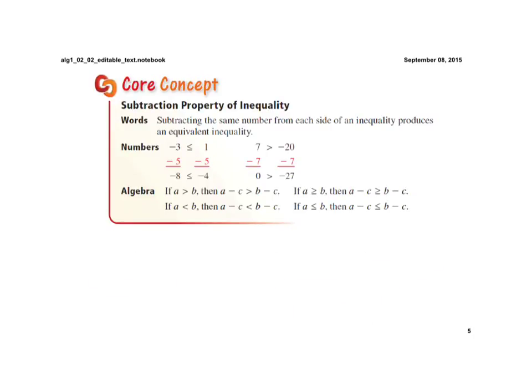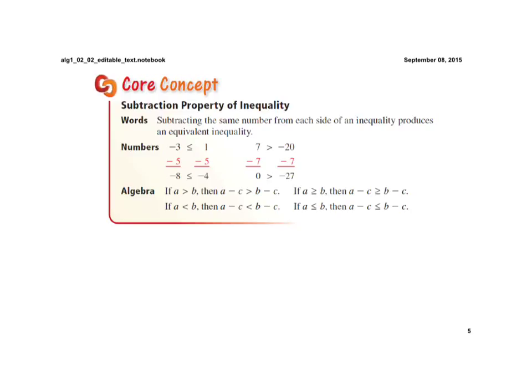So now, the second core concept is the subtraction property. And again, we could just tie this right in with the addition property, and instead of subtracting, we're adding a negative to it, which is how I like to think of it. Instead of using subtraction, just think of it as adding a negative number to each side, all right?